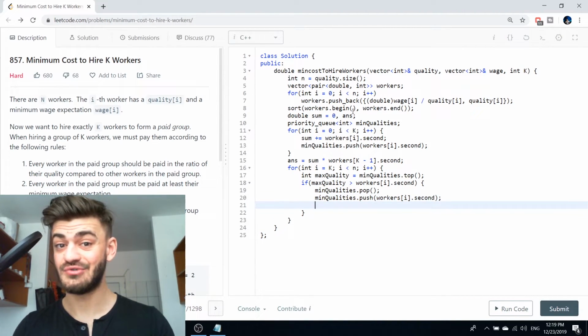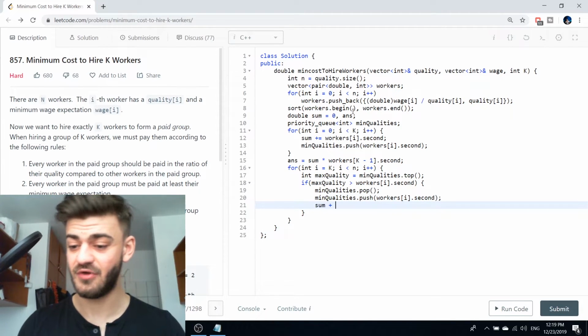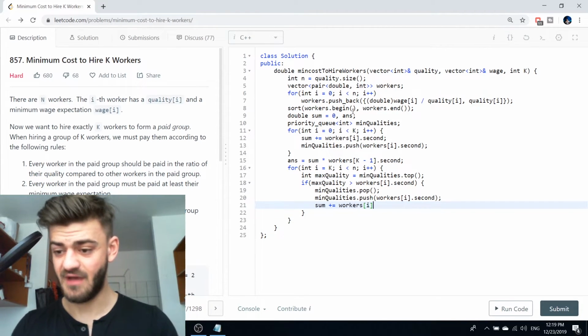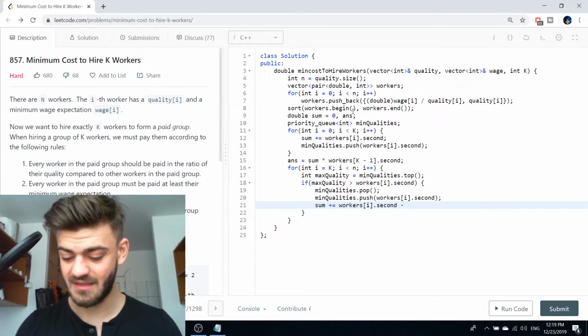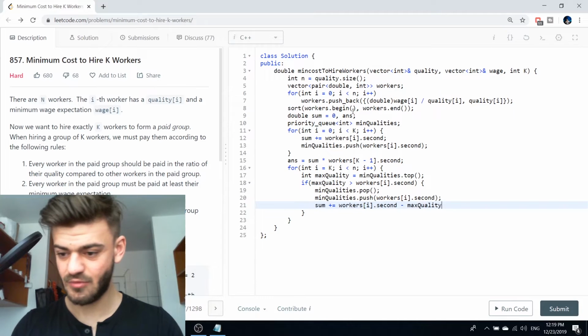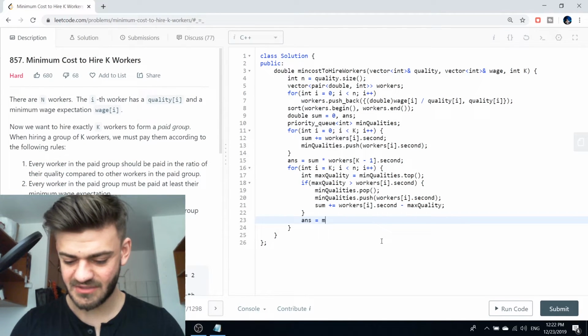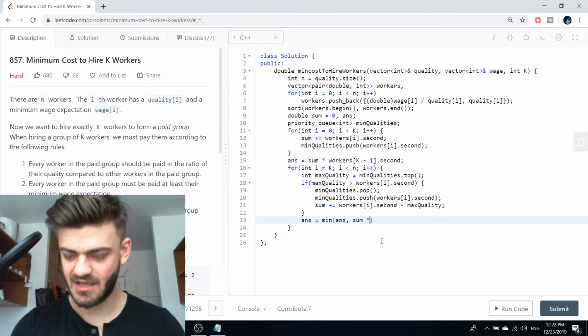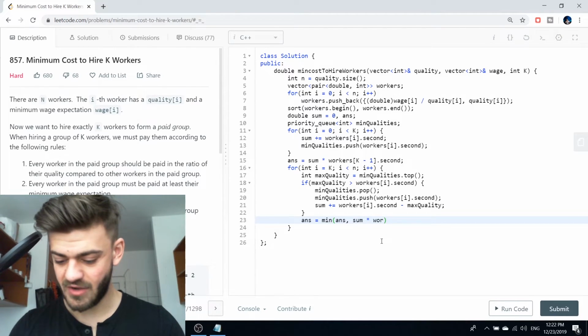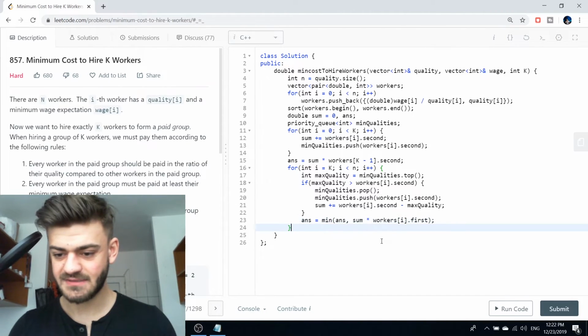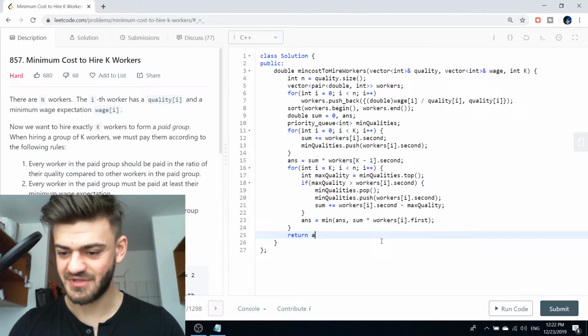And we are going to update our sum. Super important, don't forget that. So sum plus equals workers of i dot second minus what I've removed, which is the max quality. Perfect. After updating the sum, I should update the answer too. So the answer is the minimum between the answer and sum times this current worker's x, right? So in the end, after doing this, I should return my answer.